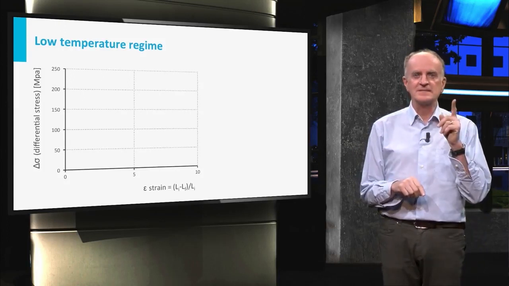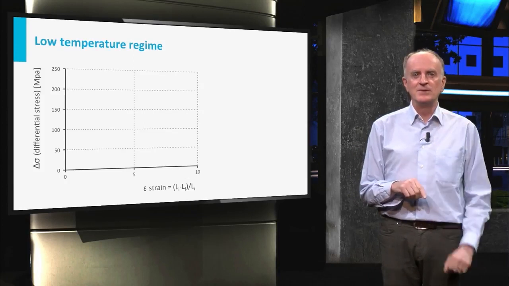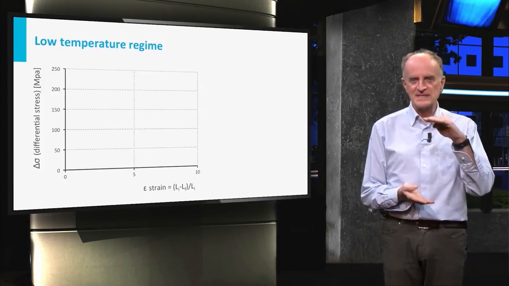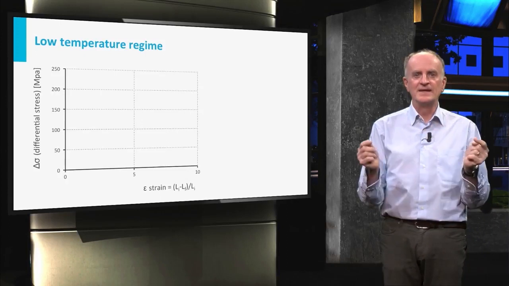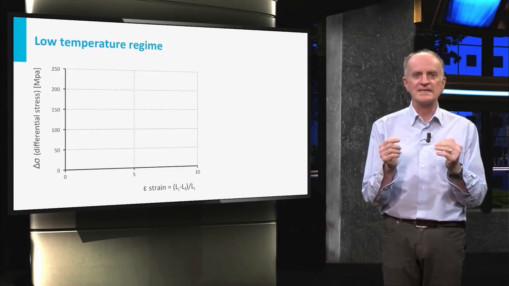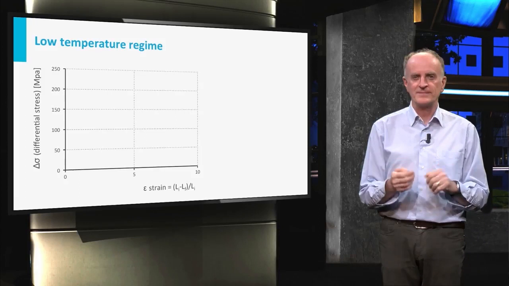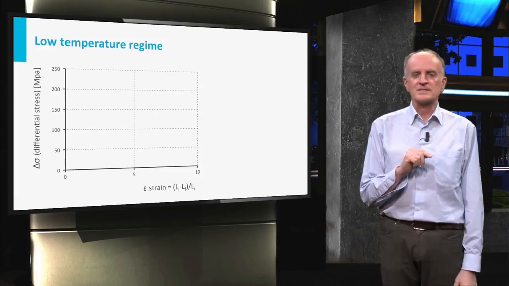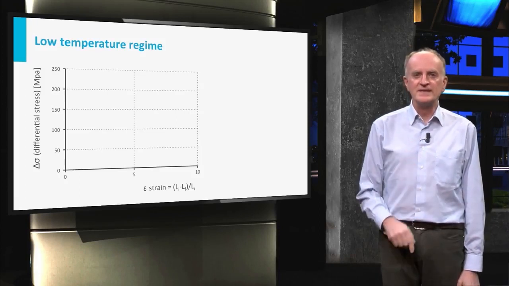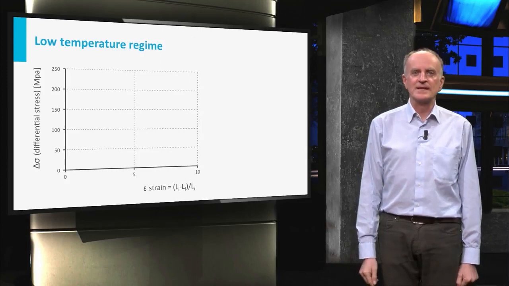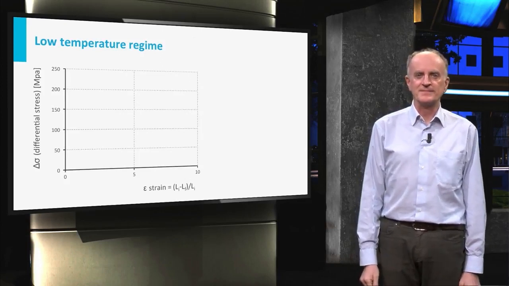On the vertical axis, you have delta sigma, which is the difference between the stress applied by the piston and the confining pressure, which was decided at the beginning of the experiment. Note that the vertical stress applied is the one needed to keep the deformation going at a constant strain rate.